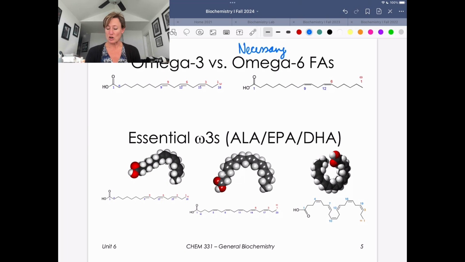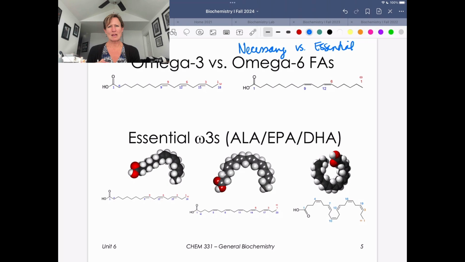The first term is necessary, and then essential. Now, while in the English language we might use these terms interchangeably, biochemically they're very different. When I use the word necessary, this means that our body needs this metabolite or biological molecule to function. Examples of things that are necessary are glucose and omega-3 fatty acids, right? When we talk about something being essential, that's different. Something that is essential is not only needed, but we cannot produce it.